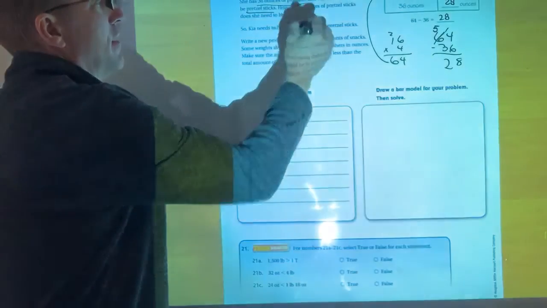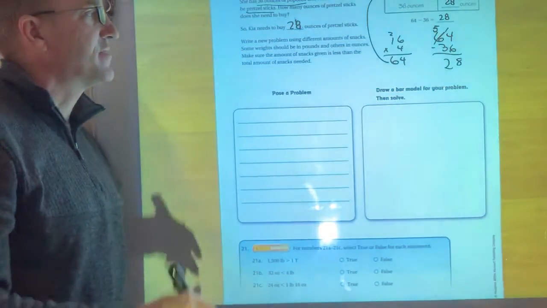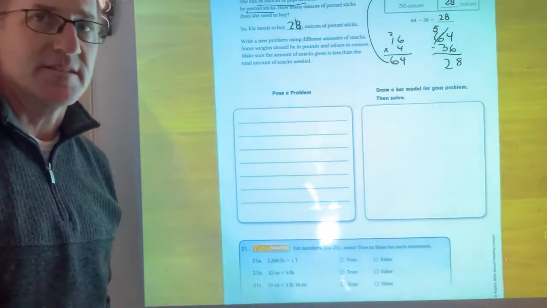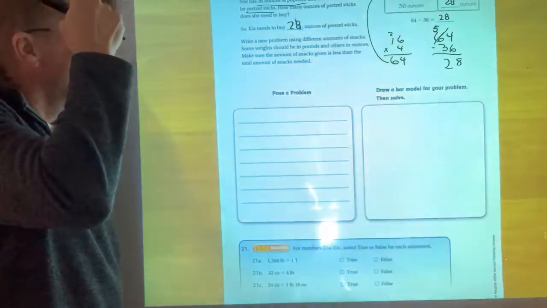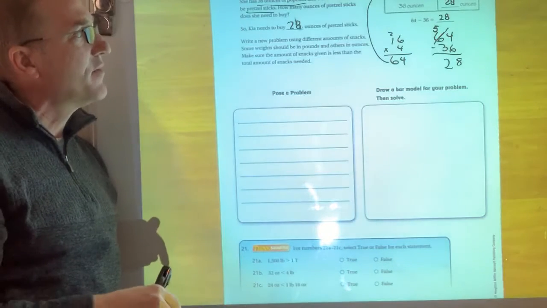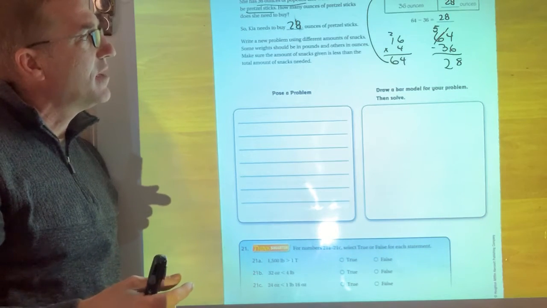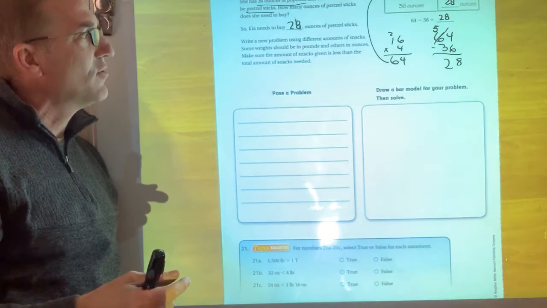All right. Write a new problem using different amounts of snacks. I'm going to give you some pointers on this and just have you do the rest. You can follow the model. They kind of gave you a model anyway. Some weights should be in pounds and others in ounces. Make sure the amount of snack given is less than the total amount of snacks needed.